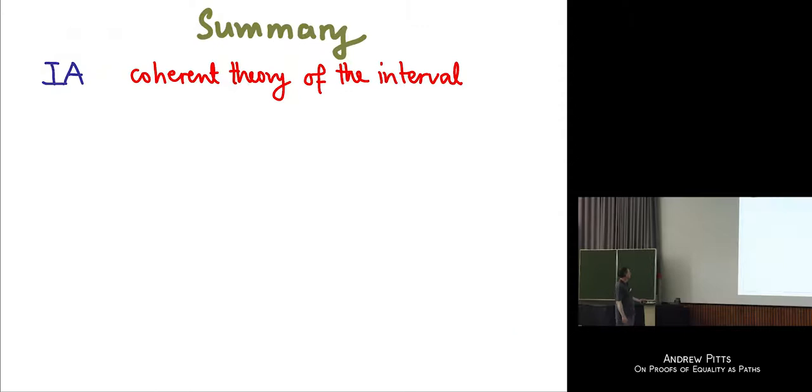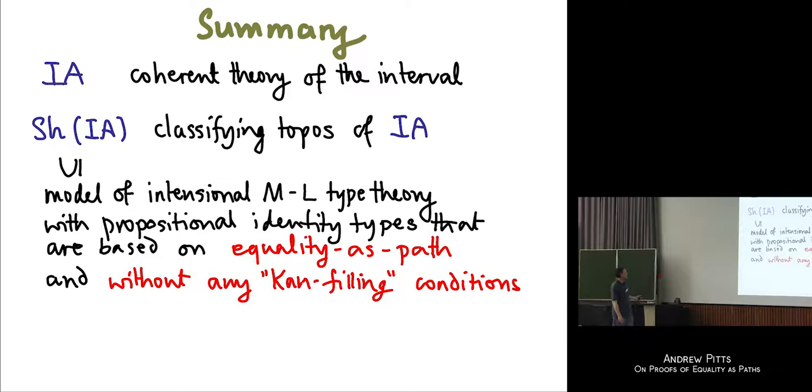So let me finish, just to summarize what I've shown you in this talk. A particular, not a very complicated, little first-order theory of some things that are true of the real interval. There's a well-known machinery for turning that into a topos, which is a place in which you can model type theory and constructive set theory. And within that, and indeed in any place where you have a model of this theory, we have an instance of intensional Martin-Löf type theory with propositional identity types based on this notion of equality as a path, and without any use of can filling in order to get the model.